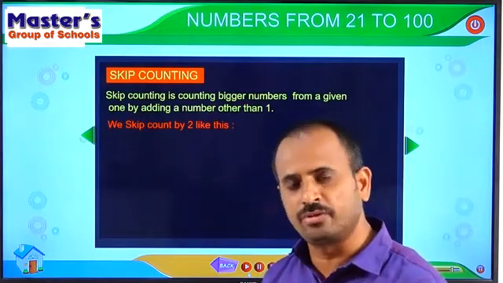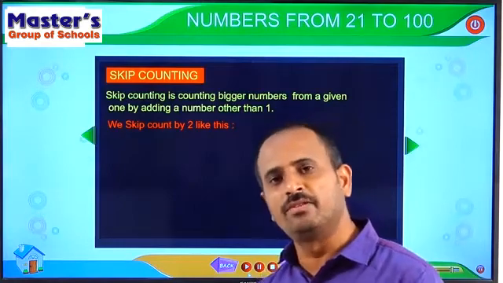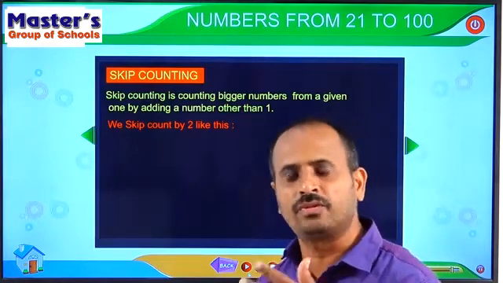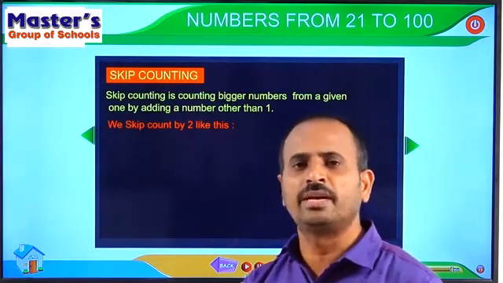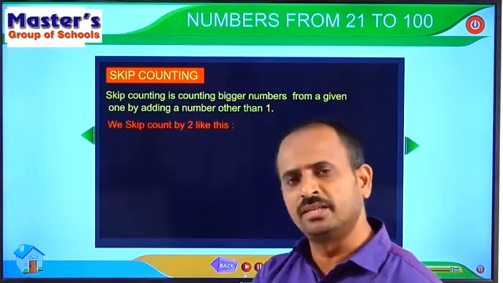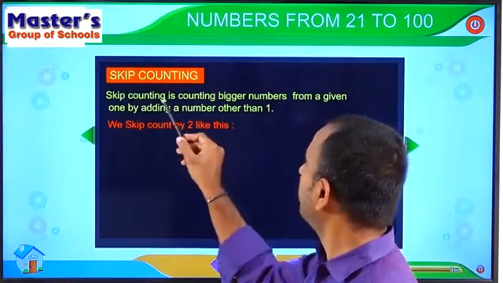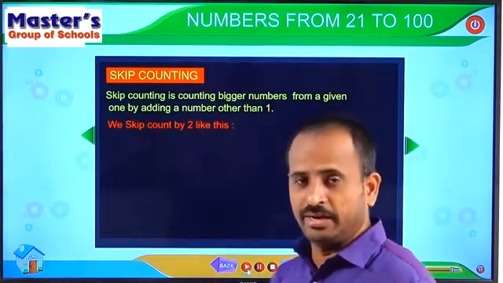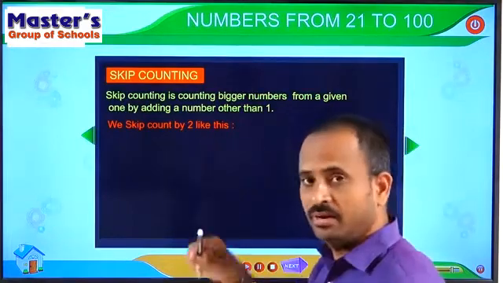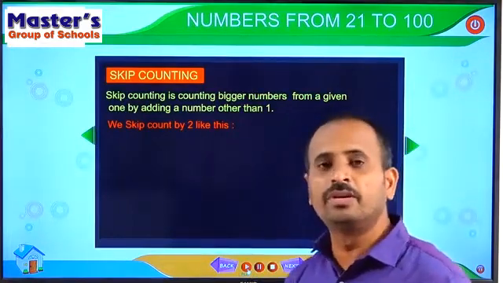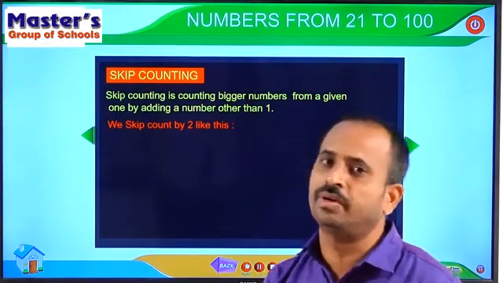So 1, after 1 comes 2. How can we get 2? By adding 1. 2, after 2 comes 3. How can we get 3? By adding 1. And 3, then 4, 4 then 5, 5 then 6. In this way we can count the given numbers just by adding 1 to the given number. So that is called general counting. So what is the meaning of skip counting? Skip counting is counting bigger numbers from a given one by adding a number other than 1. So in skip counting, we add a number other than 1 to the given number.